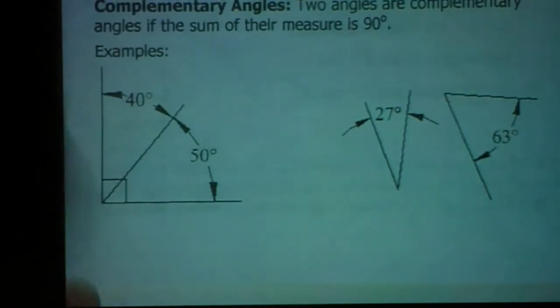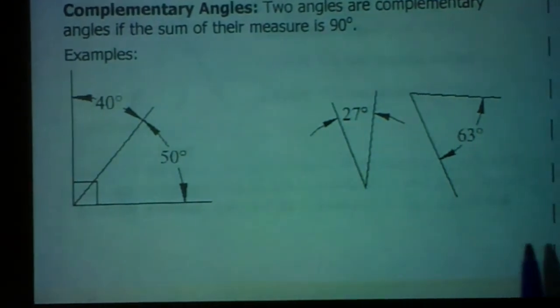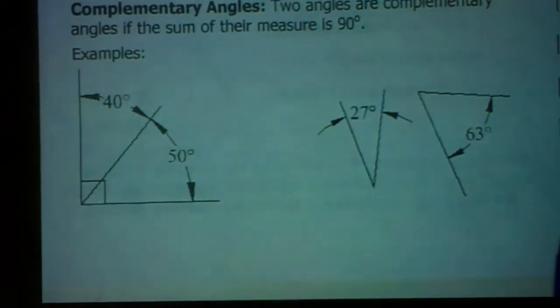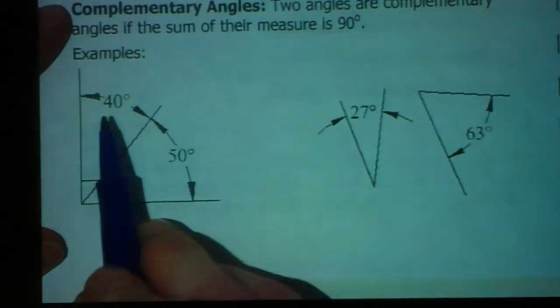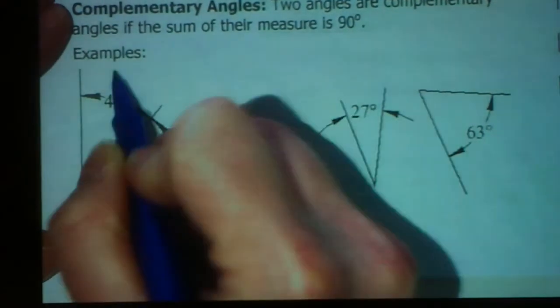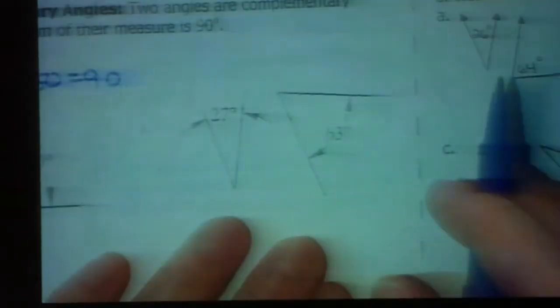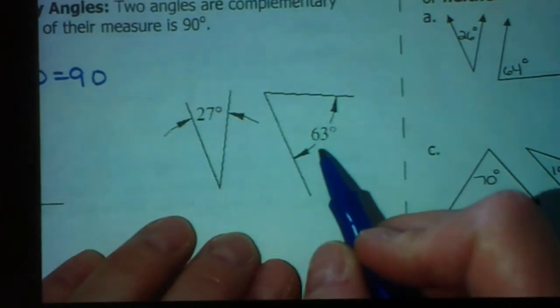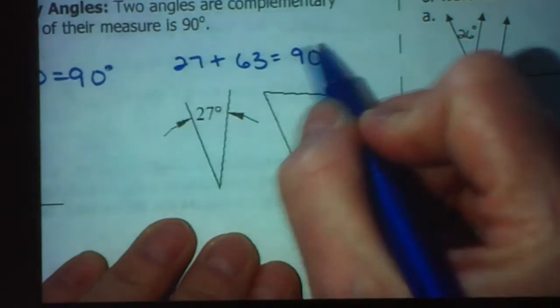All right. So the first type of angles we're going to look at are called complementary angles. Two angles are complementary if their sum, that means when you add them together, you get a measure of 90 degrees. In looking at this first pair of angles, we have a 40-degree angle and a 50-degree angle. This is an example of a complementary set of angles because 40 plus 50 is equal to 90. The next one, I have 27 degrees and 63 degrees, and are these complementary? Well, when you take 27 plus 63, you get 90. So yes, these are both complementary.